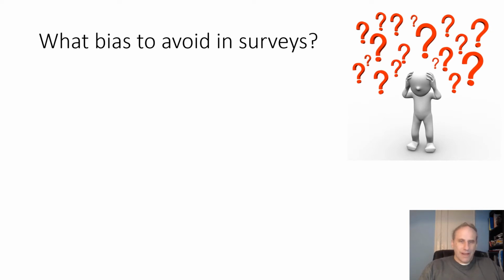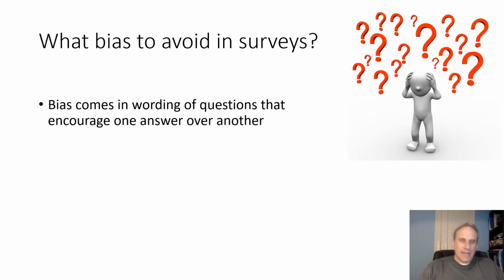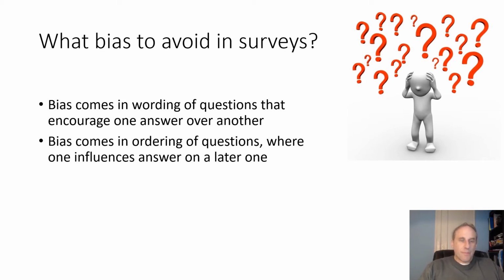Now, nothing's perfect. How do you avoid bias in surveys? The biggest area of bias comes in how you word questions. That may encourage one answer over another. You want to make sure you're asking the questions in ways that are relatively neutral and encourage people to take either the true or false, A, B, C, or D based on their beliefs, not in any way you've biased the question. The bias on that basis can come in the ordering of questions, where one question asked earlier in a sequence can influence the answer in a later one.